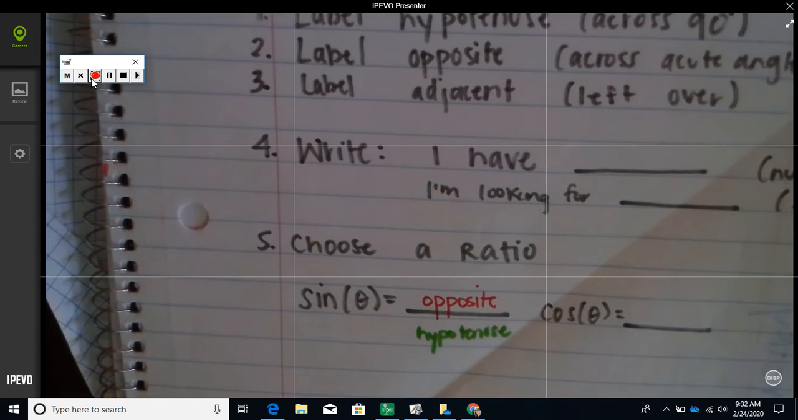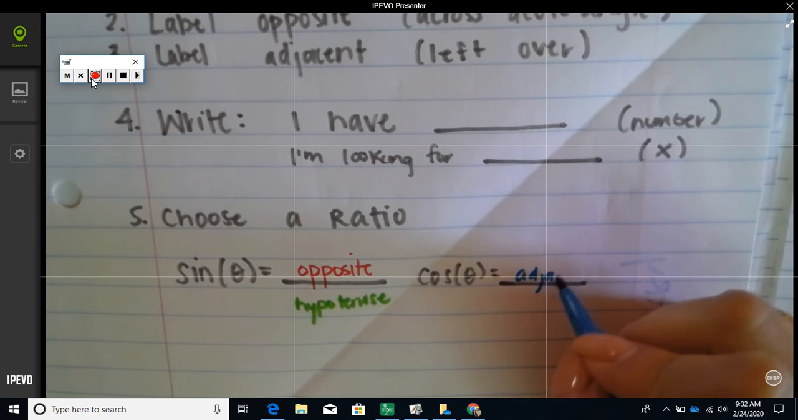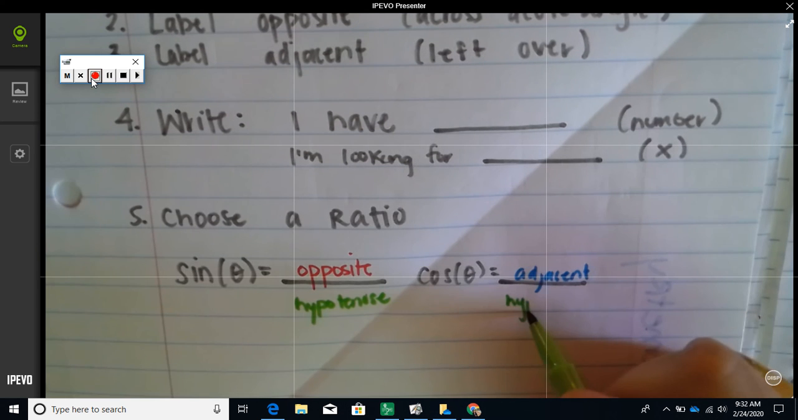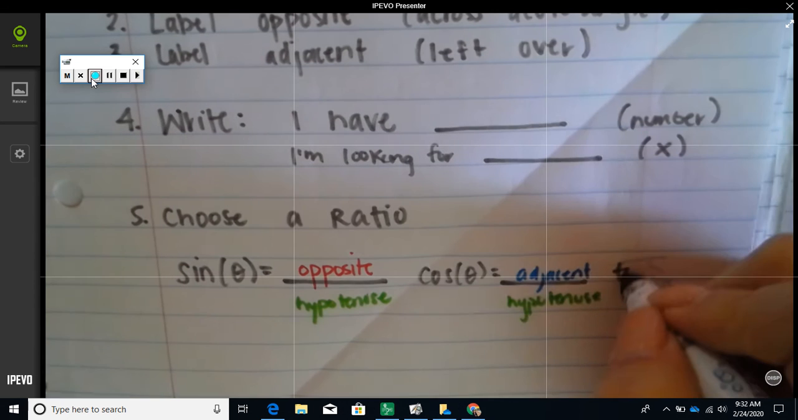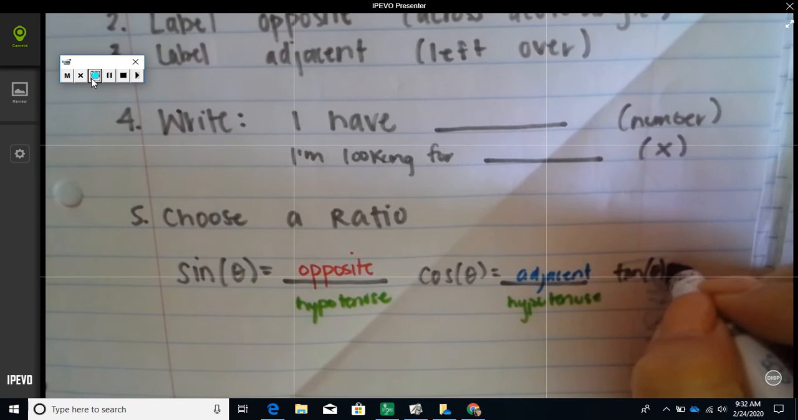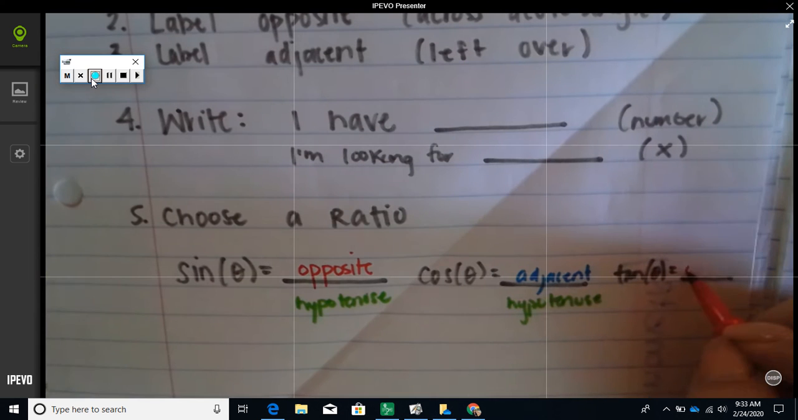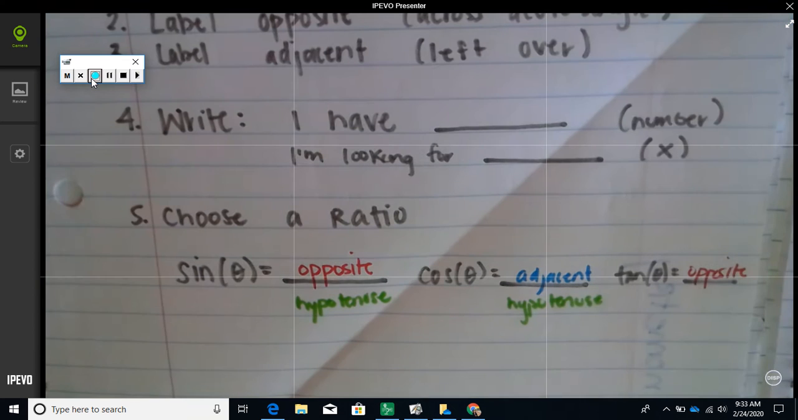Adjacent over hypotenuse. And tangent, that's the third one we'll use. There's more, but we're only going to use these for right now. Tangent is opposite over adjacent. Now, it would be a good idea to memorize these.